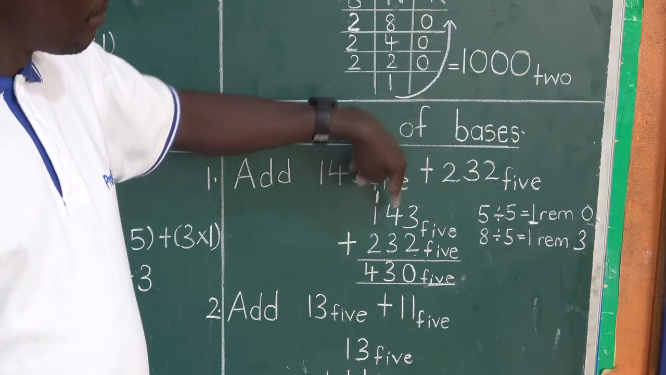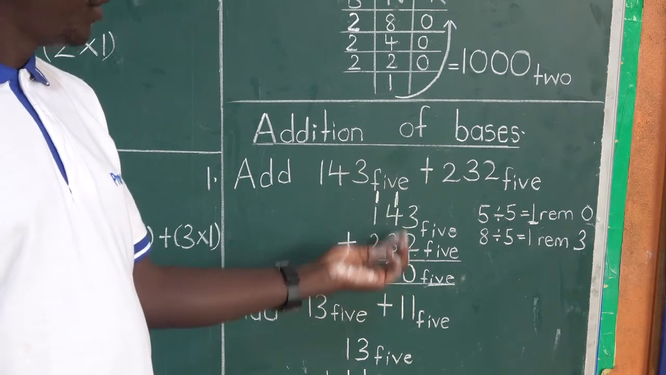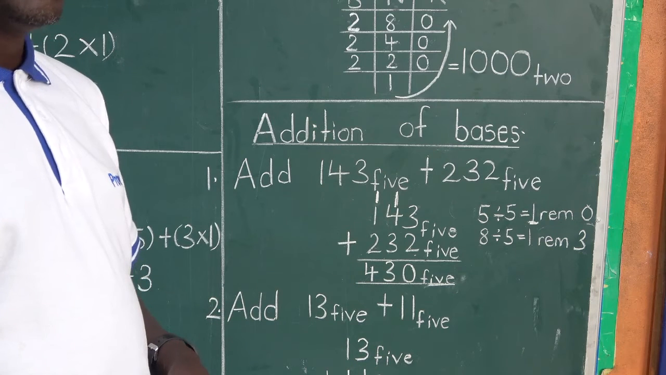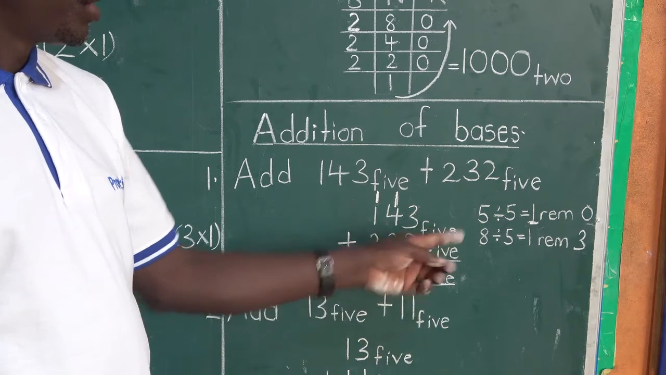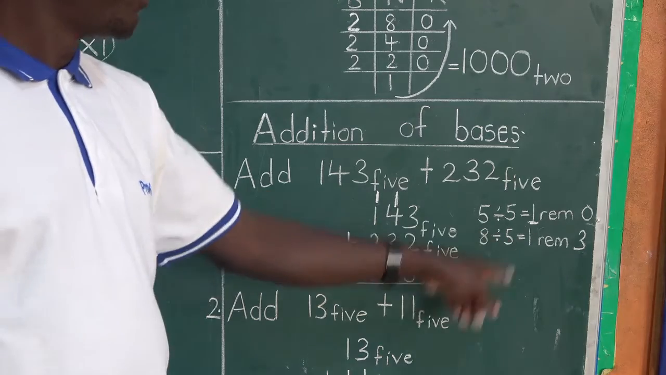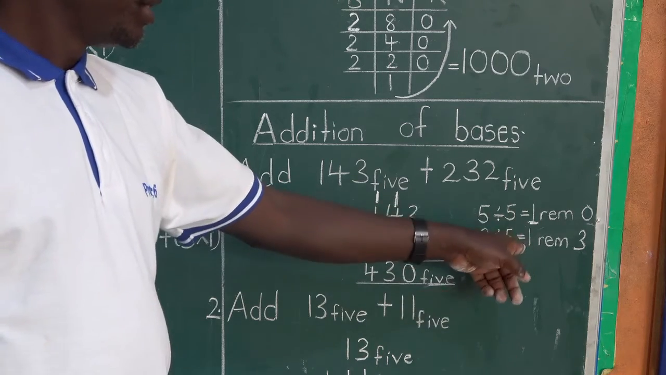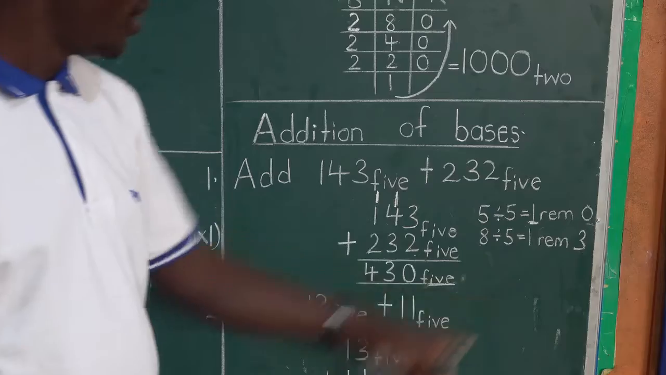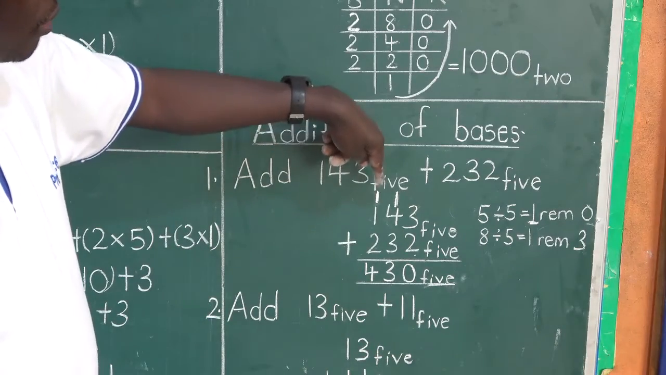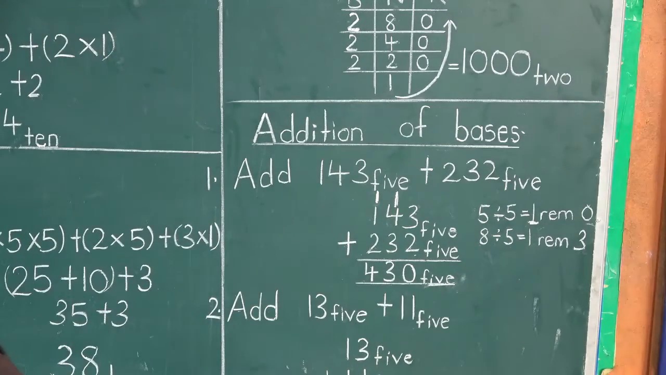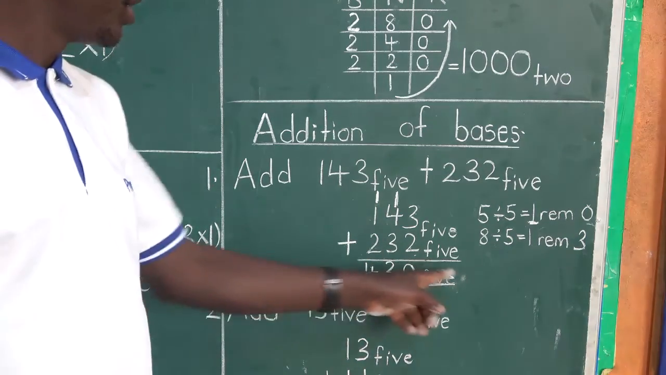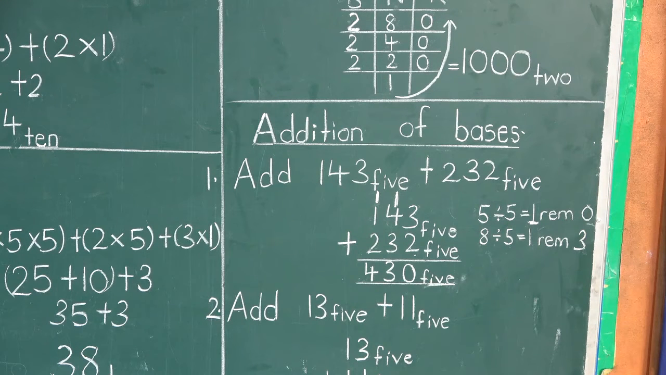Up here, you say 1 plus 4, you get a 5. 5 plus 3, you get an 8. Now, that 8 cannot be allowed because it's greater than 5. So 5 and greater, you divide by that particular base. That is 8 divided by 5, this 5 being the base we're dealing with, which is equal to 1 remainder 3. Write 3 and regroup 1. Then 1 plus 1 is a 2, plus 2, you get a 4, which is acceptable in base 5. So the answer is 430 base 5. And that's the answer to that question.